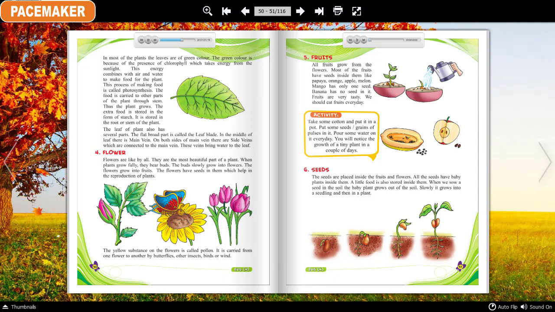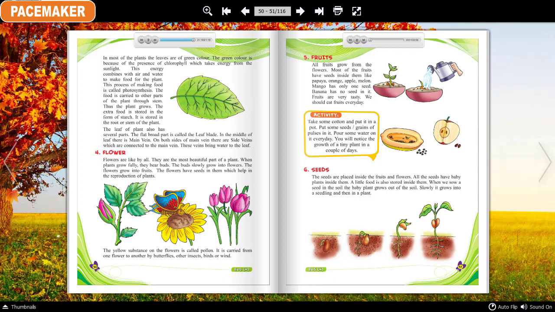4. Flower. Flowers are liked by all. They are the most beautiful part of a plant. When plants grow fully, they bear buds. The buds slowly grow into flowers. The flowers grow into fruits. The flowers have seeds in them which help in the reproduction of plants. The yellow substance on the flowers is called pollen. It is carried from one flower to another by butterflies, other insects, birds or wind.